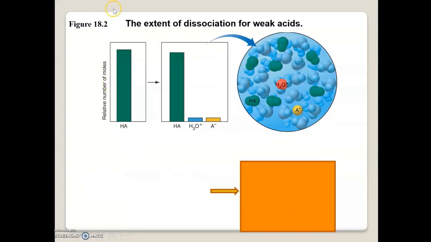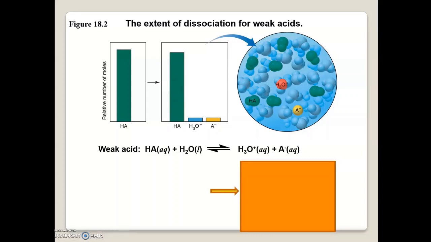However, if we have a weak acid or weak base, for example 100 molecules of HA, after dissociation we have a small amount of H3O+ and A- produced, and the major part of the HA remains as HA. It is slightly ionized, or partially ionized, into ions.